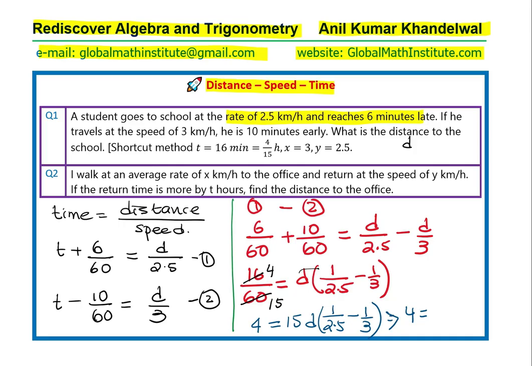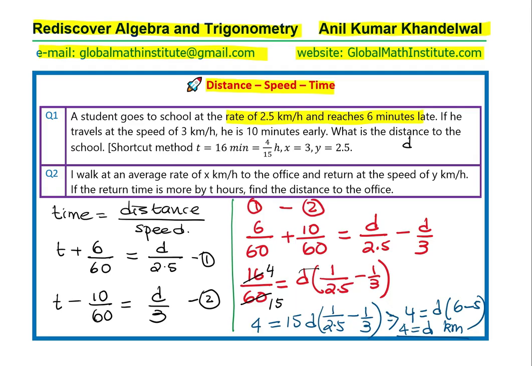15 divided by 2.5 is 6. So we get d times 6 minus 5. So 6 minus 5 is 1, and therefore what we get is 4 equals the distance d, and it is in kilometers. You see how we have got the answer, right? Working with these numbers, there was less space, so I kind of squeezed the solution in. But I hope it is clear to you.